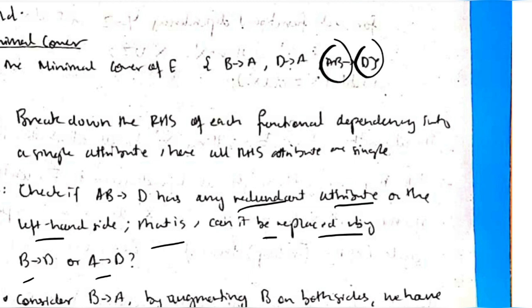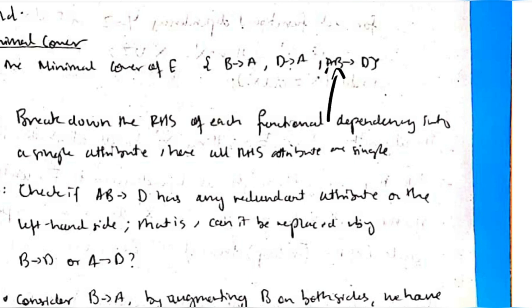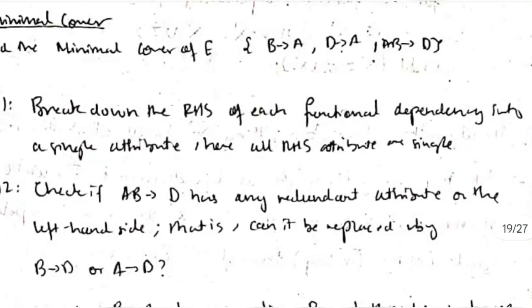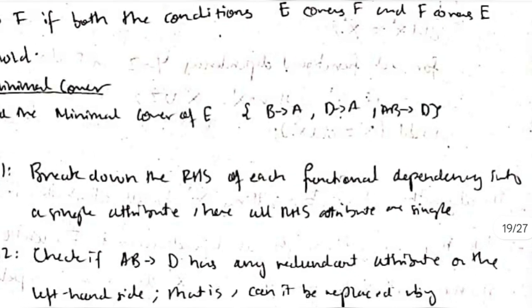See here, AB tends to D is there, right? Can this be replaced by B tends to D only, or A tends to D only, like the other two? We will check that. If it is B tends to D, that's the more probable one because we have B in the LHS part. So we will write AB tends to D, and after that we will be choosing the first one here, B tends to A.